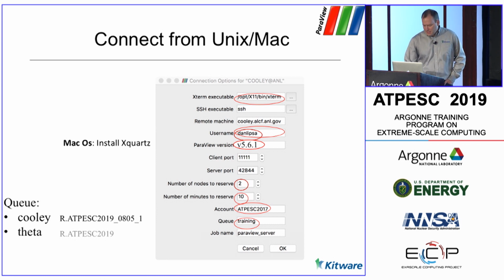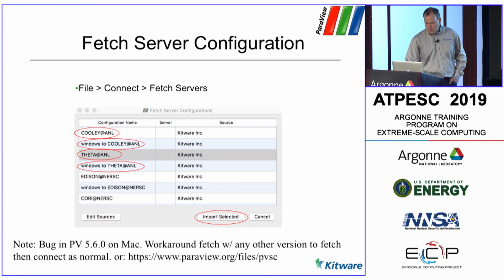So the workaround is you could grab a different version of ParaView. On Mac, in 5.6.0, fetch didn't work. So you could use 5.6.1, or you could grab this file, just open this up in your browser, and then you can copy and paste that into your settings. I can help you with it later.